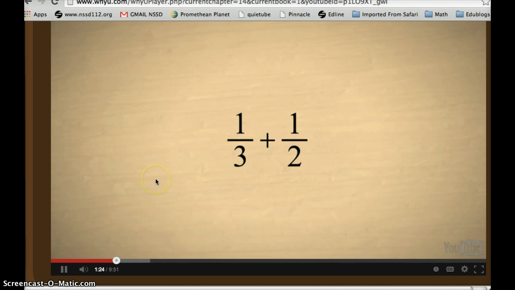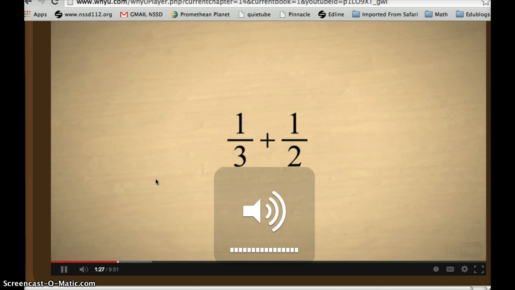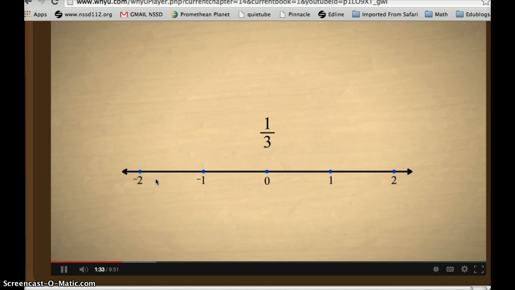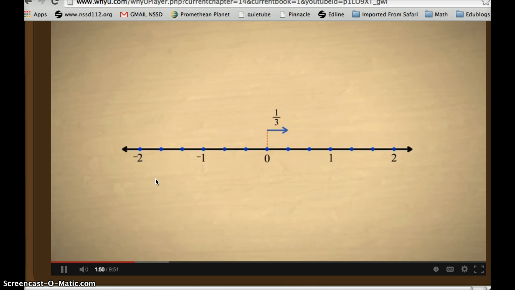Let's say that we want to add the fraction 1/3 and 1/2. We can use the number line to visualize this. Since the fraction 1/3 has a denominator of 3, each unit length on the number line is divided into 3 equal divisions. And the fraction 1/3 is represented by one of these divisions.